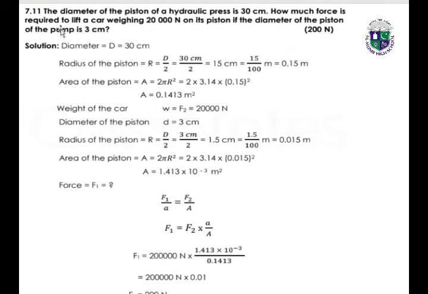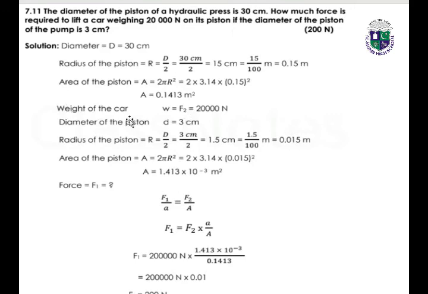Next, 7.11. The diameter of a piston of a hydraulic press is given. How much force is required to lift a car weighing 20,000 Newton on its piston if the diameter of the piston of the pump is 3 centimeters? So diameter is given, radius of the piston is given, area of the piston is given. To find the area we know about the formula pi r square. We know about the value of the pi, which is 3.14.